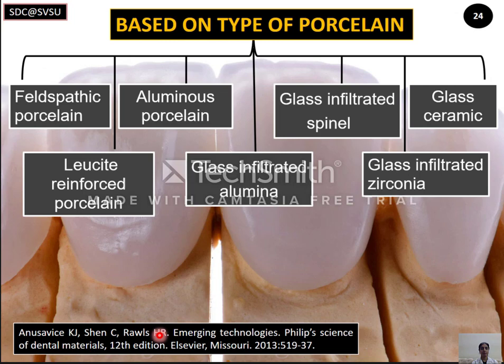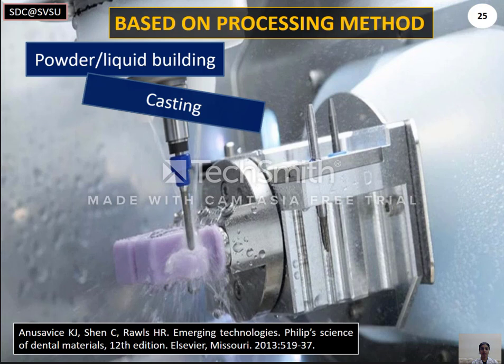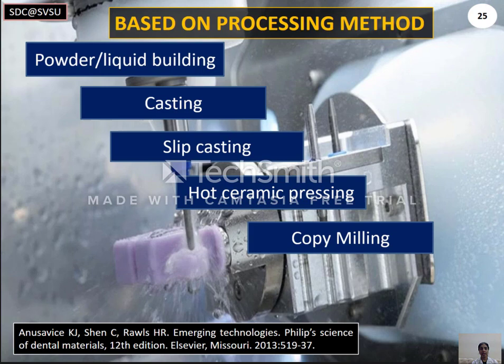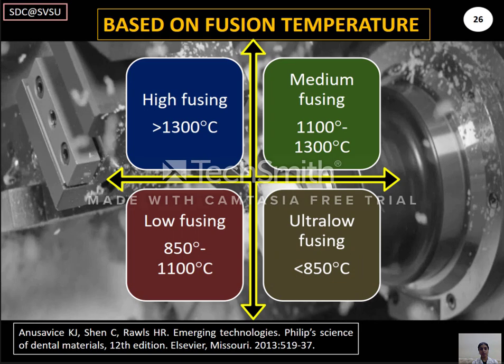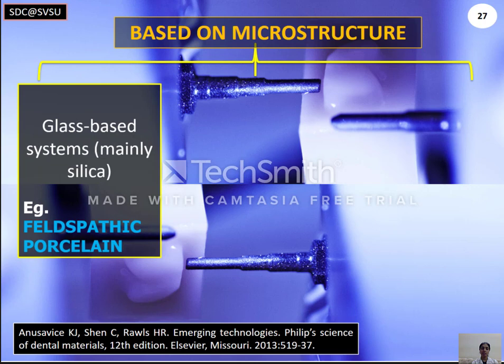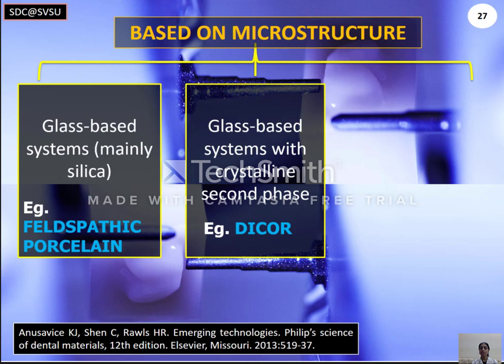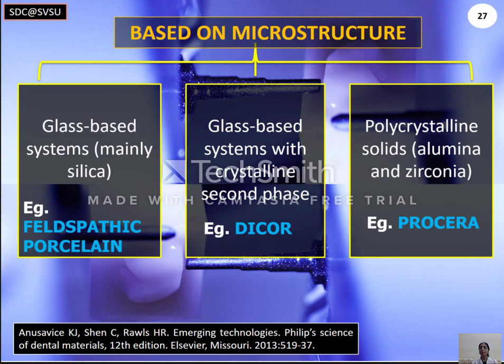Based on processing method, these could be powder liquid building, casting, slip casting, hot ceramic pressing, copy milling, and CAD/CAM. Based on fusion temperature, these could be high fusing, medium fusing, low fusing, and ultra low fusing. Based on microstructure, these could be glass-based ceramics, example feldspathic porcelain, glass-based systems with crystalline second phase, example Dicor, and polycrystalline solids, example Procera.